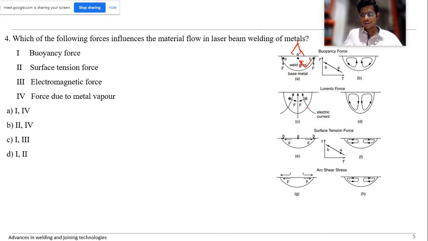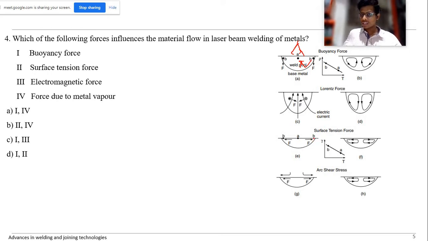Basically density, electromagnetic force, and the surface tension force. Because of this difference in the surface tension force, a shear stress gradient will be created. Because of that, there will be this kind of whirlpool convection. Okay, we'll understand. Again, A will be at the center and B are at the extreme points.